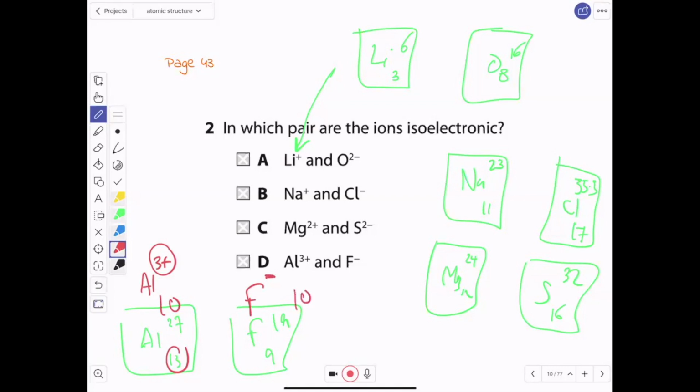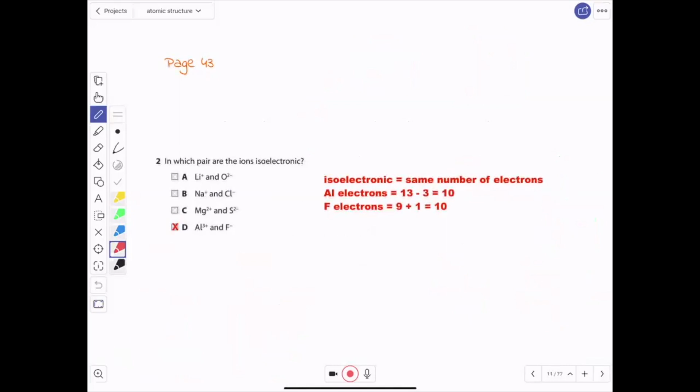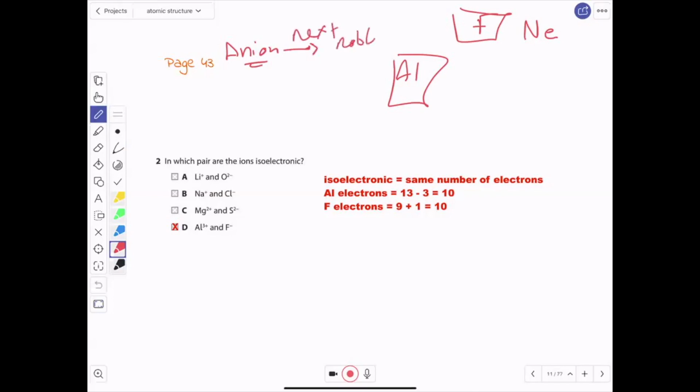So you see, you could determine it by the look of the periodic table, it's much easier if you just look at them in the periodic table. Aluminium is somewhere here. Neon is here. And F is here, all right? So always, anions are isoelectronic to the next noble gas. Just remember this. And cations are always isoelectronic to the previous noble gas. All right, so that's always the case.